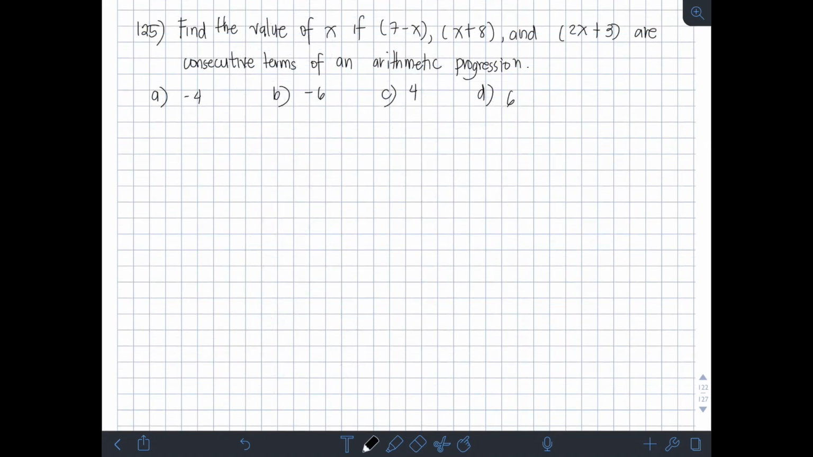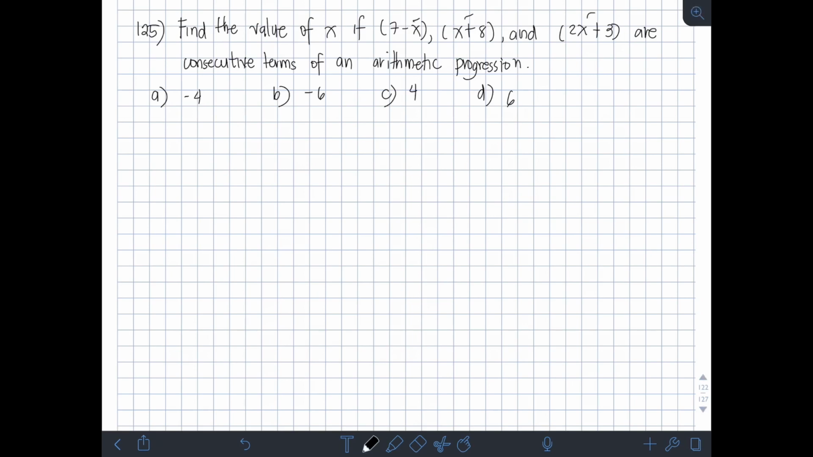Okay? Next, we have find the value of x if quantity 7 minus x, quantity x plus 8, and quantity 2x plus 3 are consecutive terms of an arithmetic progression. Okay, so, meron daw tayong arithmetic progression kung saan yung mga terms ng sequences natin is variables in terms of x. So, solve daw natin yung x.